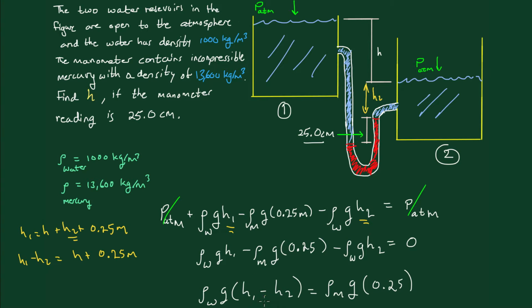In the last video, I mentioned that this was simply H, right? H1 minus H2 was H, which is incorrect. It should be H plus 0.25 meters.